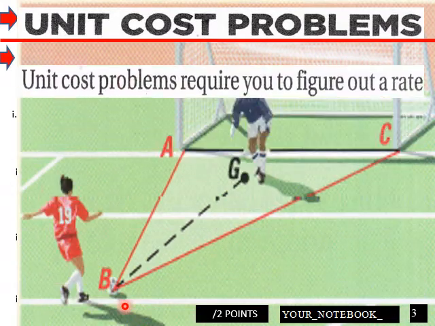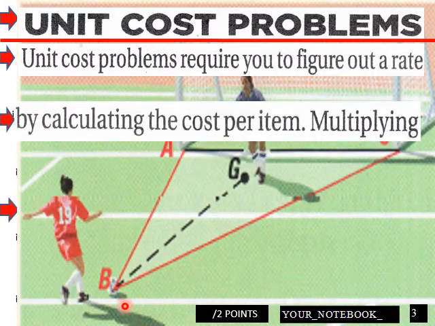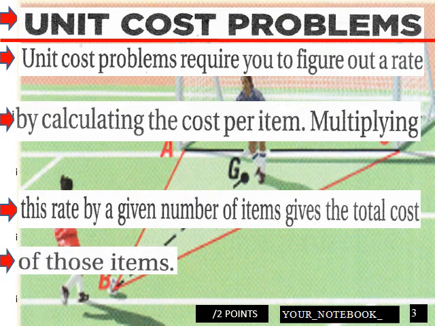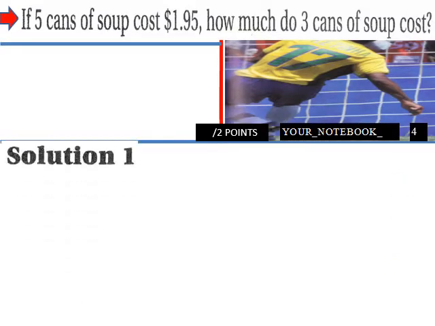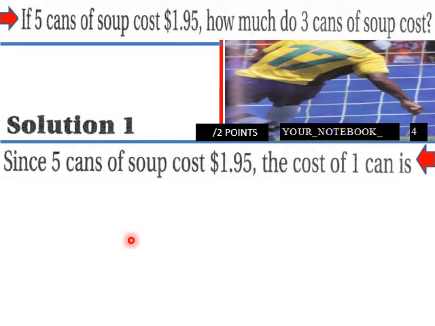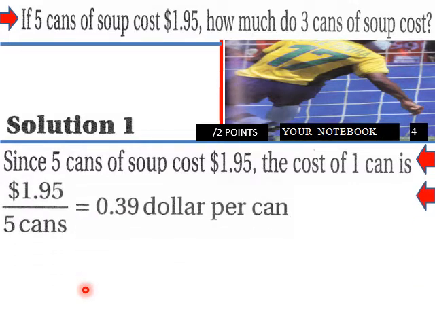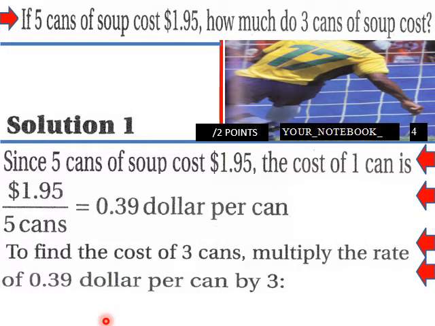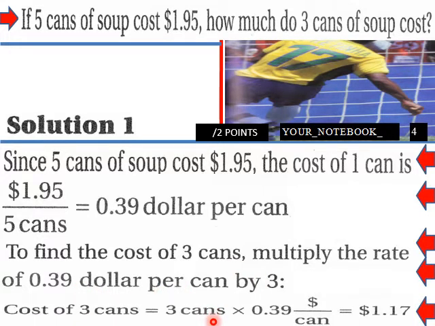Unit cost problems. Unit cost problems require you to figure out a rate by calculating cost per item. Multiplying this rate by a given number of items gives the total cost of those items. So for example, if 5 cans of soup cost $1.95, how much do 3 cans of soup cost? Since 5 cans cost $1.95, the cost of 1 can is 39 cents per can. To find the cost of 3 cans, multiply the rate $0.39 per can by 3, and that gives you $1.17.